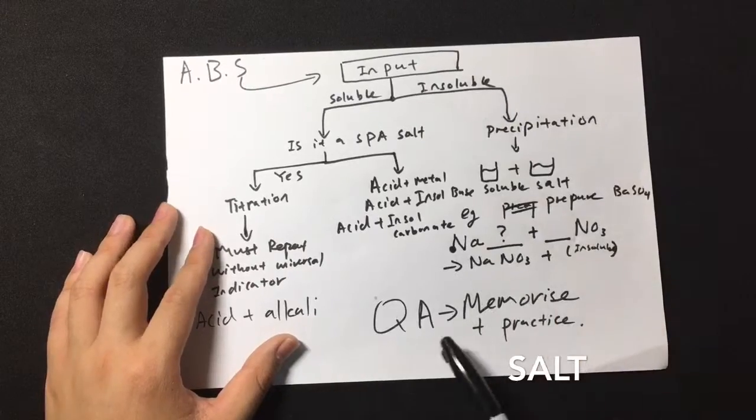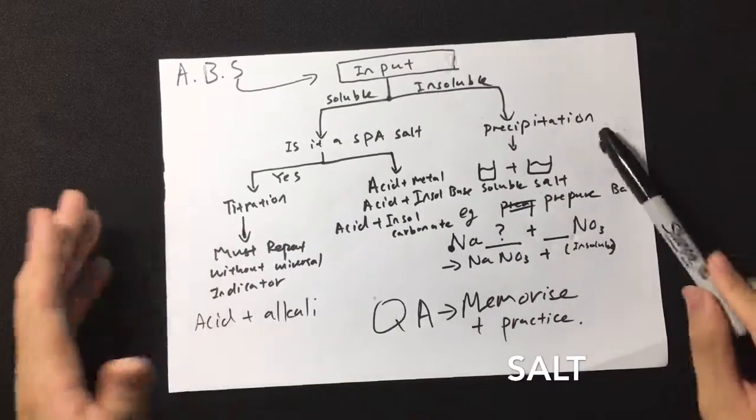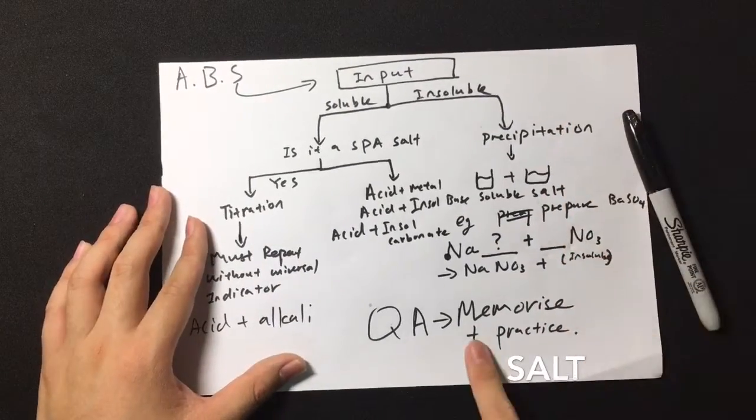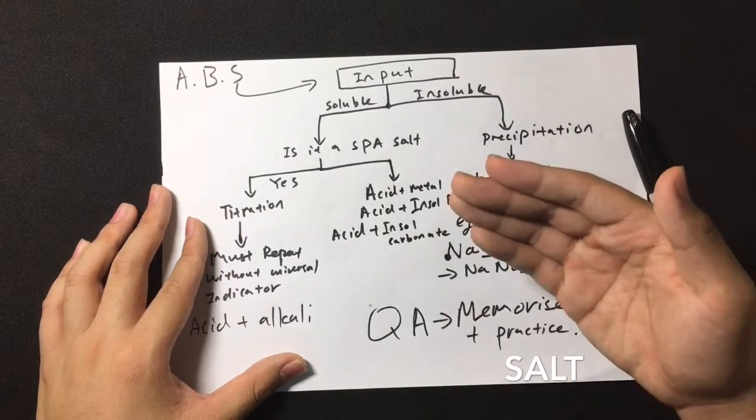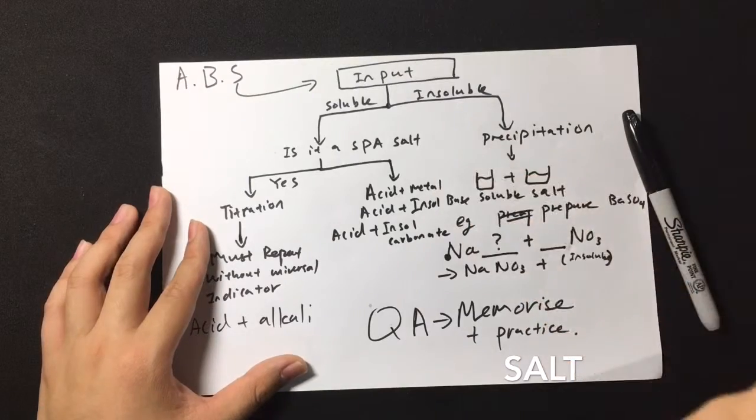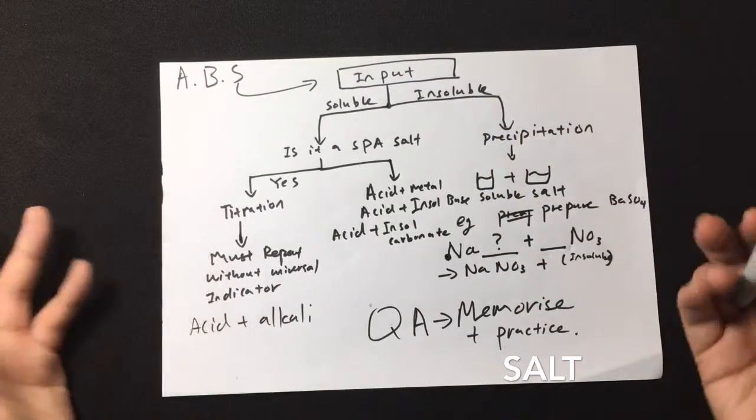And for the last part of this chapter on salt, which is QA, the only way you can actually master QA is to memorize it, memorize the table, and also practice. Do a lot of practice. Once you do that, you will be 100% familiar with QA and it will not be a problem.